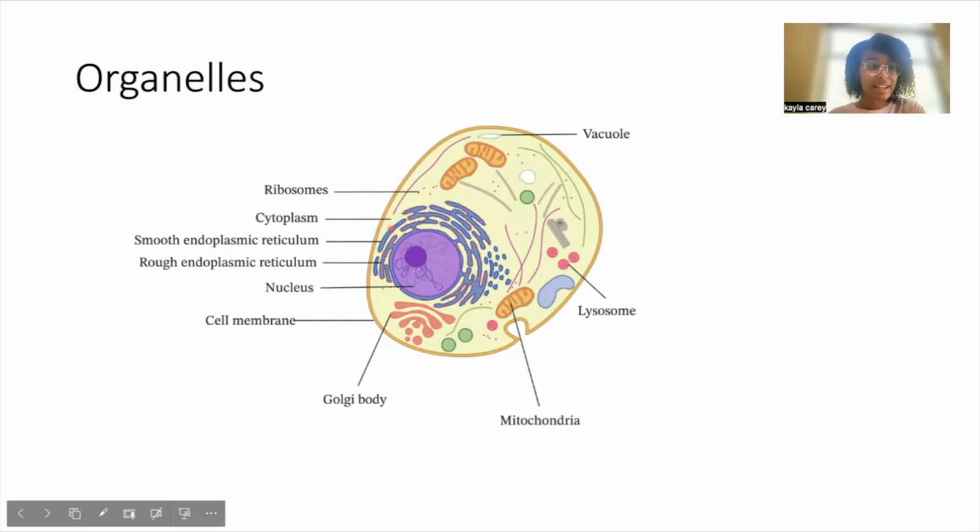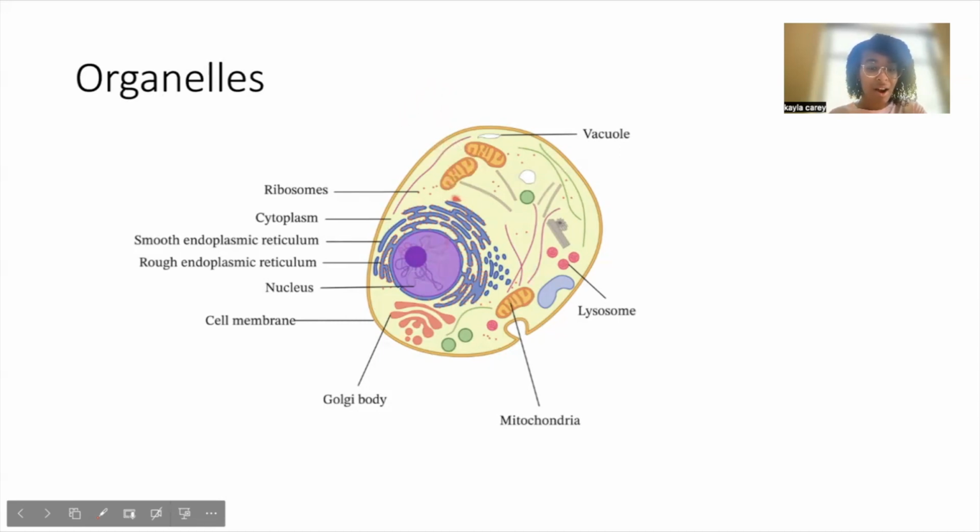Over here, we have the smooth endoplasmic reticulum, and this is where lipids are made. These lipids then can attach to a phosphate group to form what we call the cell membrane. And the cell membrane is like a barrier for the cell. It helps separate what's inside the cell versus what's outside the cell.